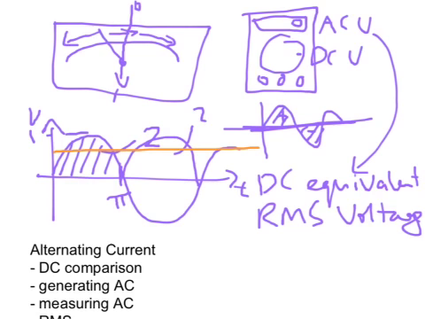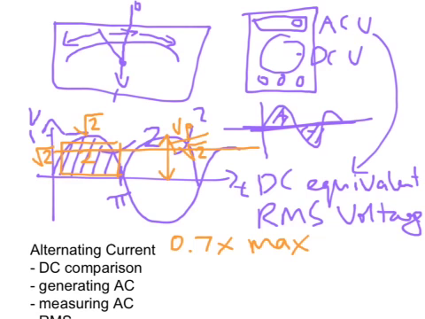And if you imagine each block is a square with area 2, the sides of that are going to be square root of 2 and square root of 2, and that gives us an easy way to work out what that average is going to be. It's going to be the peak divided by the square root of 2, and that works out to be around 0.7 times the max, because 0.7 is about 1 over the square root of 2.